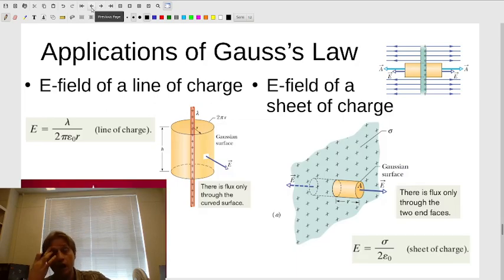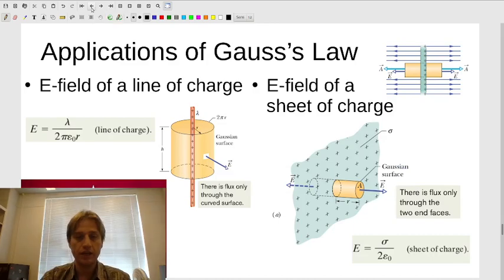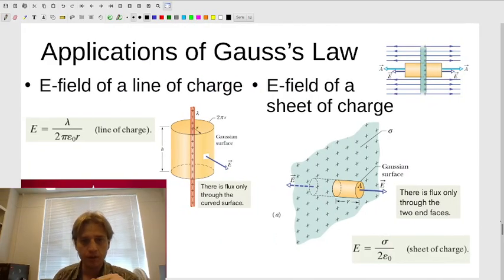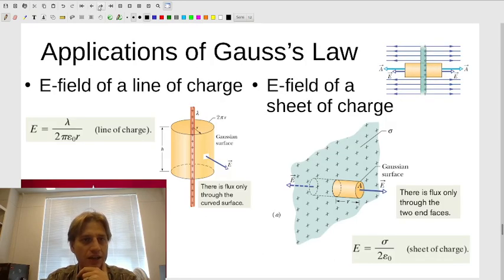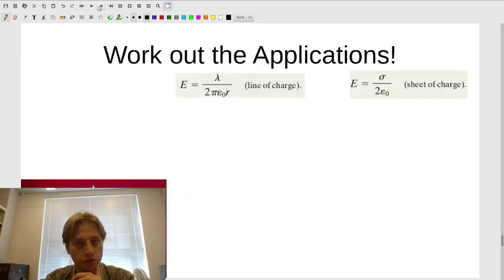Now, I want to show you two of the gold standard examples of Gauss's law. And I'm going to do this after class. No, I'm not. Let's live a little. Okay, so I want to show you how you would find the electric field of a line of charge and an electric field of a sheet of charge just using Gauss's law. So we've gone from just checking that Gauss's law is consistent, and now we're going to show how it's going to be useful.